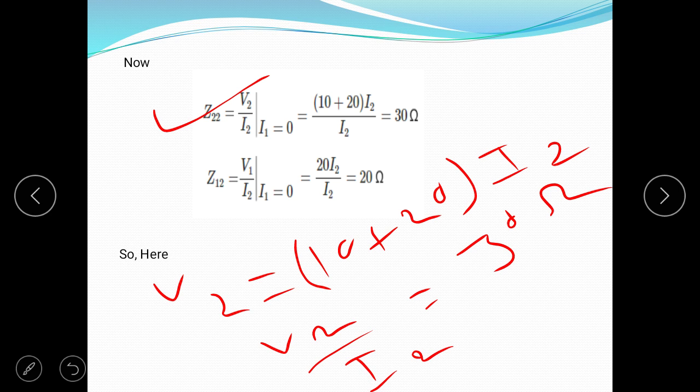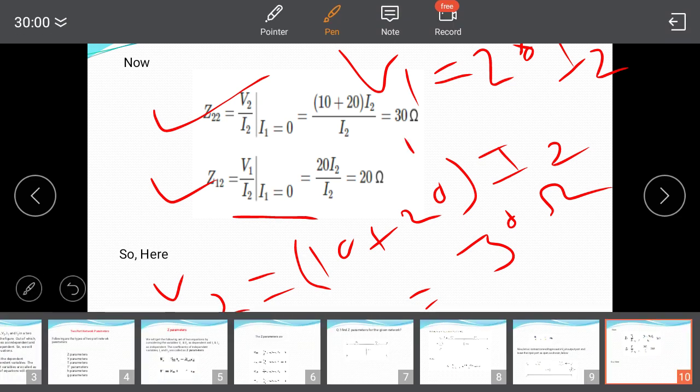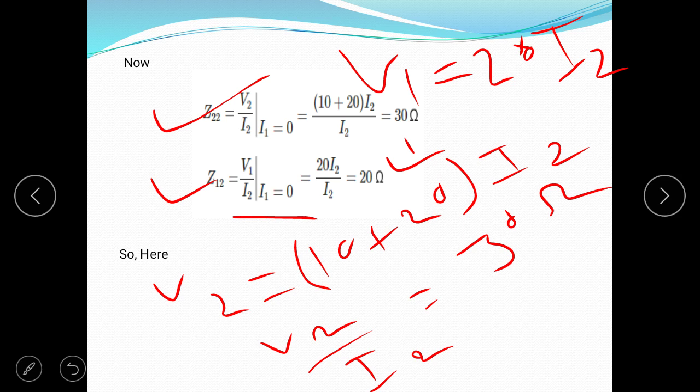And similarly Z12 is equal to V1 upon I2 when I1 is equal to 0. So V1 is equal to 20 into I2. So V1 upon I2 is equal to 20 ohm. This is the value of Z12. So we have obtained in this network Z11 is 30 ohm, Z12 is 20 ohm, Z21 is 20 ohm, and Z22 is also 30 ohm.